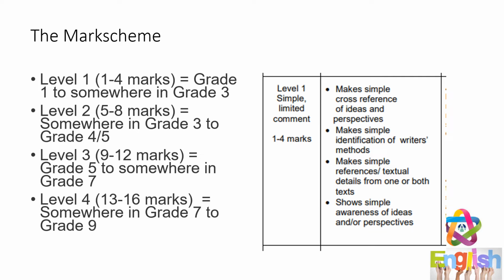Finally, in the final strand about ideas and perspectives, level 1 responses will only make a simple understanding of perspective. We'll pick out a simple viewpoint made by the writer. Level 2 will identify some ideas and perspectives. Level 3 responses will have a clear understanding of the ideas. We'll pick out the main viewpoints of the writers throughout the text. And a level 4 response will show a really detailed understanding of the ideas and perspective of both writers.